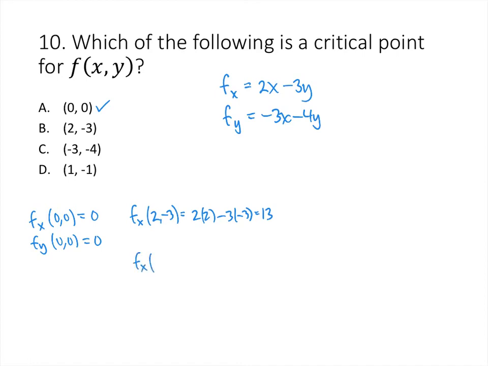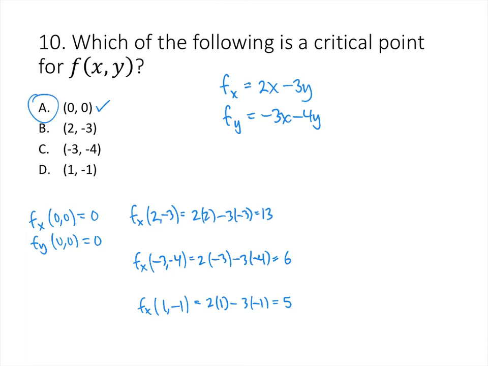For the next potential critical point, (-3, -4), we would plug in 2 times -3 times -4, and there we get 6, and again that's not 0, so this can't be a critical point because it doesn't even make the x partial derivative equal to 0. And similarly, if we try the fourth choice, (1, -1), 2 times 1 minus 3 times -1 is 5, and again that's not 0, so if the x partial derivative isn't 0, then certainly they can't both be 0, and so that's not a critical point. So just checking how you would check the other options, but the only answer here is a, (0, 0).